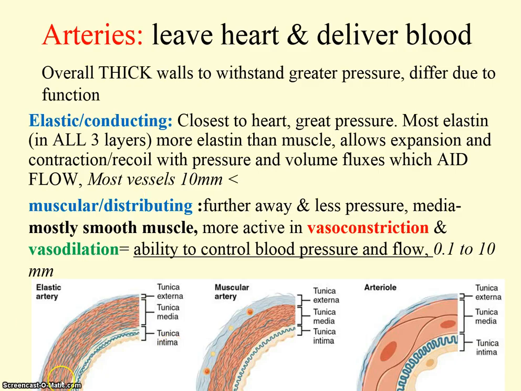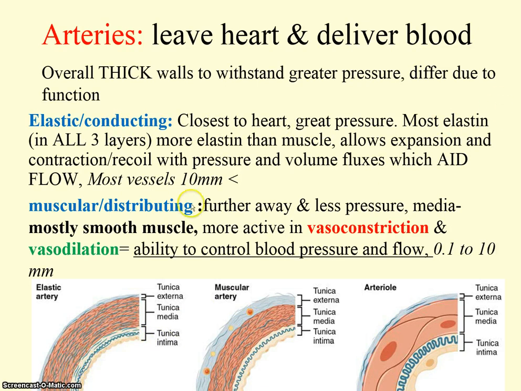All right, so looking at the arteries, here's the difference. There are elastic arteries, muscular arteries, and here's an arteriole, which is considerably smaller than an artery. The arteries will lead to the arterioles because it's a continuous tube. Overall, arteries have to have thick walls to withstand the greater pressure that the blood is flowing with. Elastic or conducting arteries are closest to the heart, and they have more elastin, so they have more of this crinkly appearance.